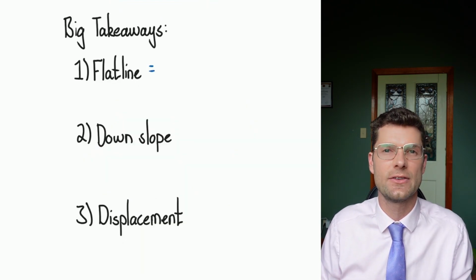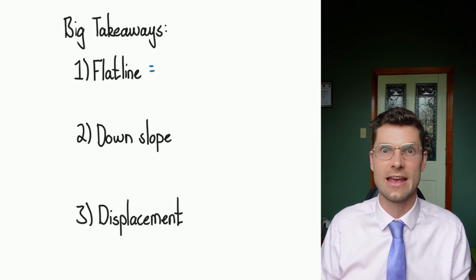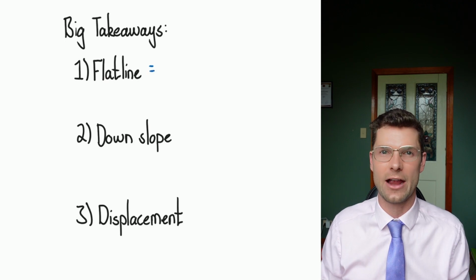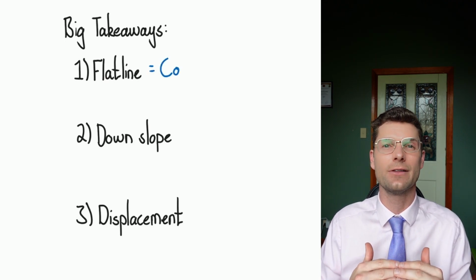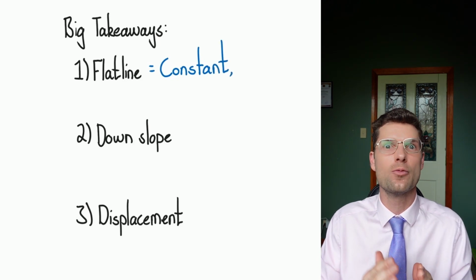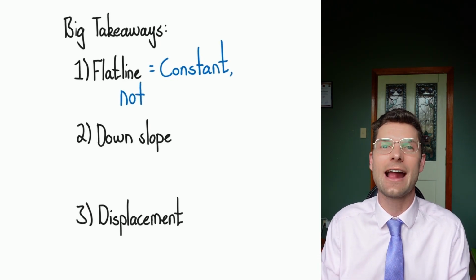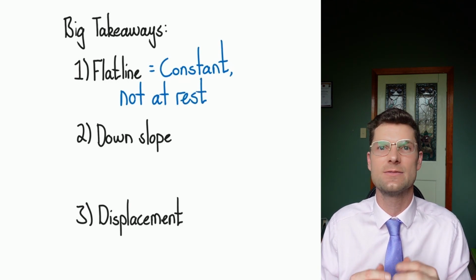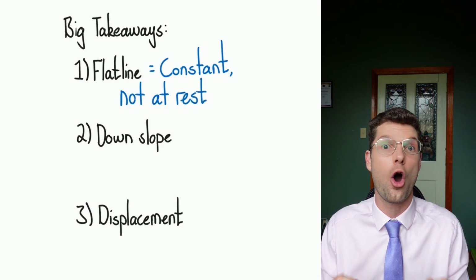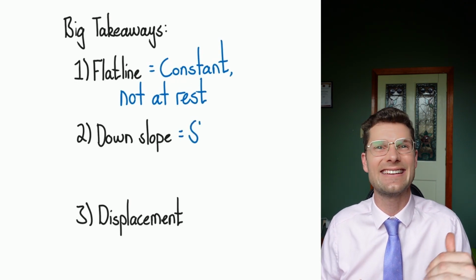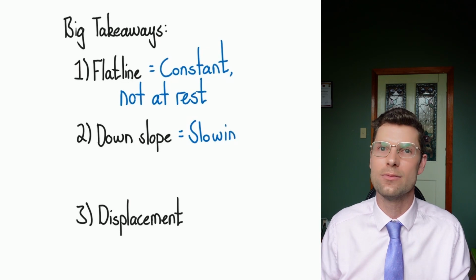So the big takeaways for you in order to absolutely smash a test on this topic is that we need to know what all of the parts of the graph actually mean. The first one is that the flat line does not mean at rest. It means at a constant speed. Every single measurement taken along that flat line is exactly the same as the one before it. So it's just, hey, I was going at 5 meters per second at every single interval on this part of the journey.